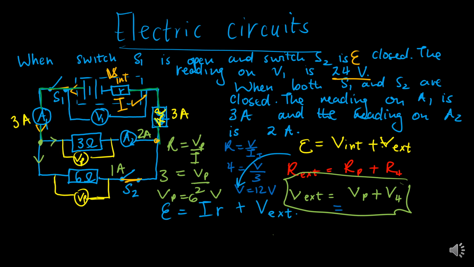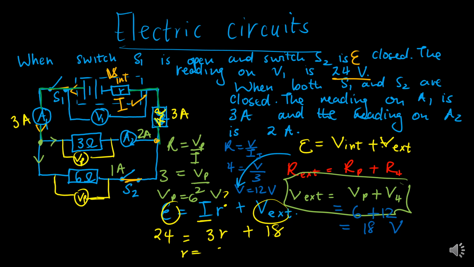Which means now I can take these values to the V external. That would be 6 plus 12, which is going to give me 18 volts, right? I've got this, I've got this, I've got this, which means I can calculate the internal resistance. All that's left is substitution. 24 is equal to 3R plus 18. Then I can do my transposing, and the 6 I'm going to divide by 3, and R is going to be equal to 2 ohm, right?